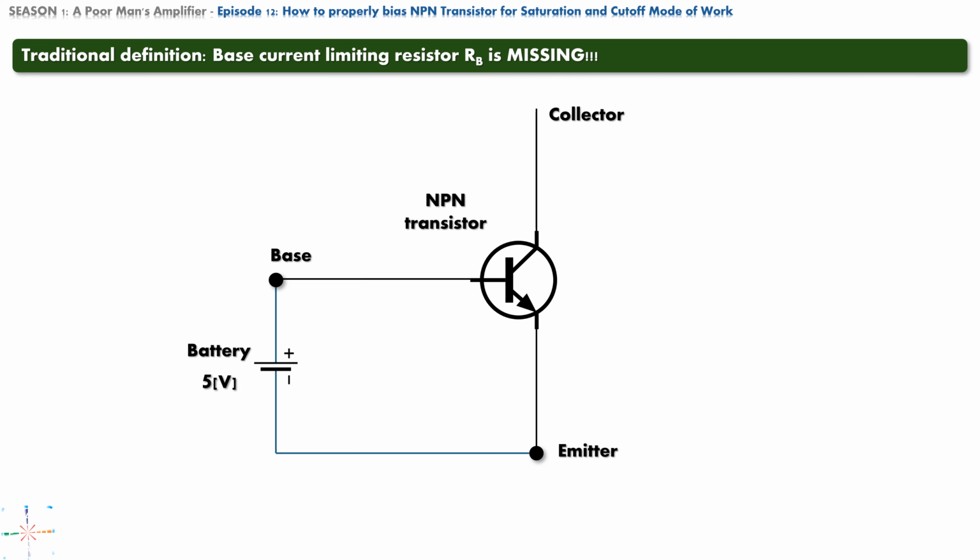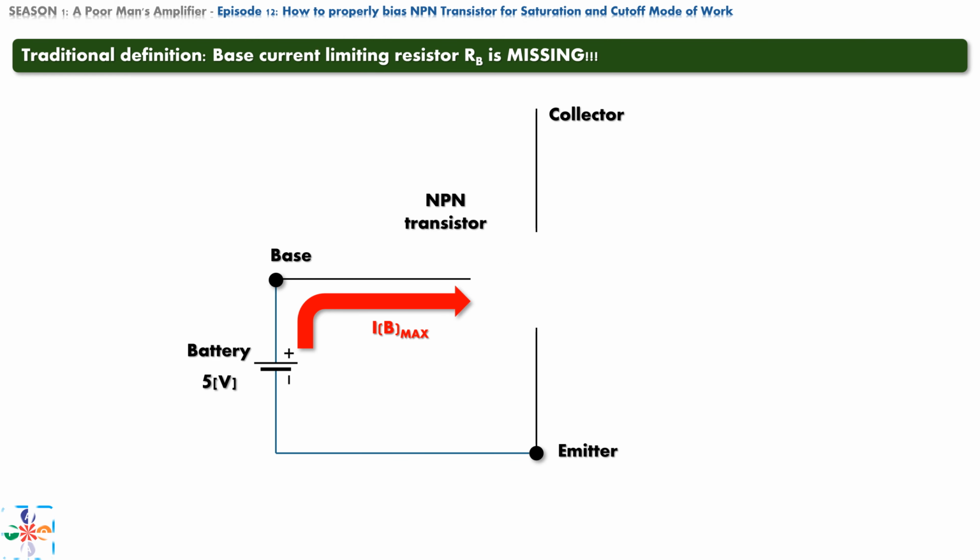In the first scenario, without the RB resistor, the transistor will pull through the base terminal as much current as the power source can provide, and it will burn out. This will happen very quickly.